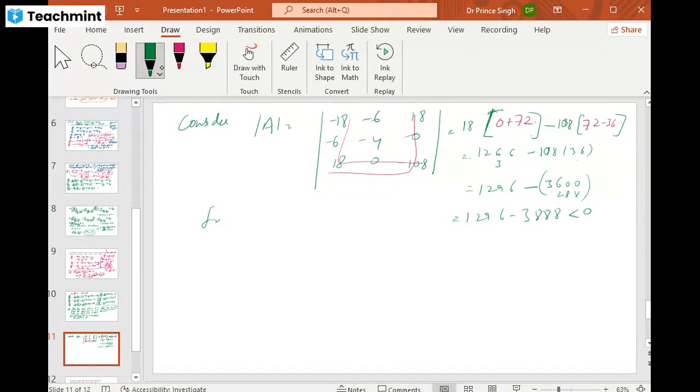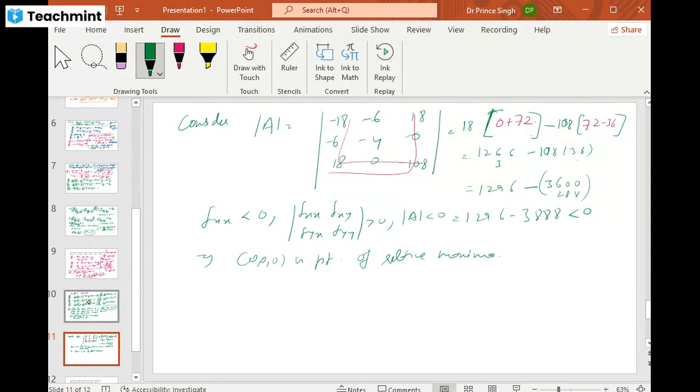So we get f of xx is less than 0, the determinant of fxx, fxy, fyx, fyy is greater than 0, and the determinant of A is less than 0. It means that the point (0, 0, 0) is the point of relative maxima. Okay, so basically this is the condition of maxima.